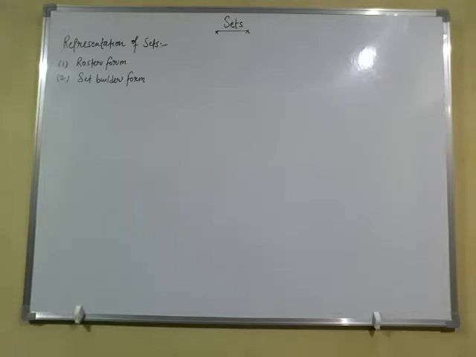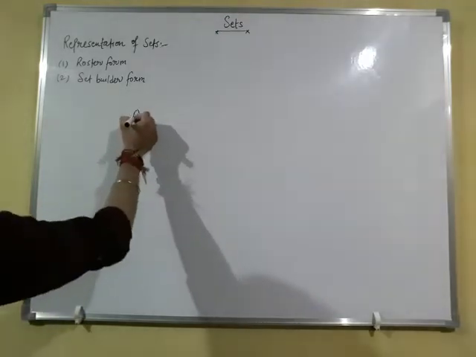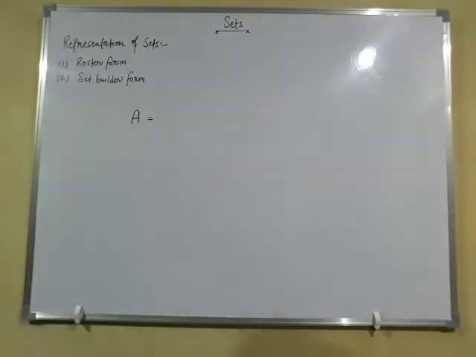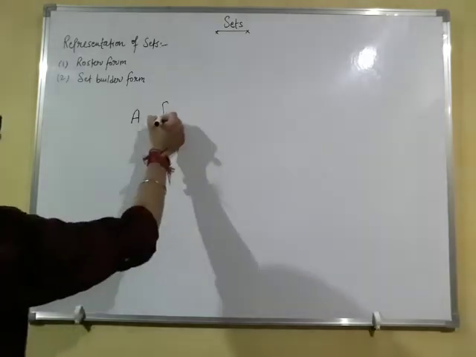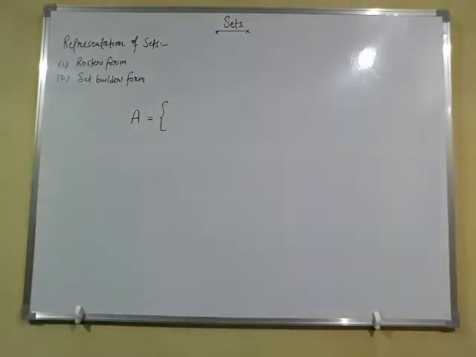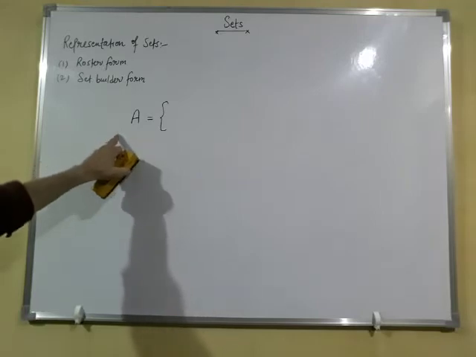When you have to represent a set, we equate it with a capital English alphabet. Suppose capital A is a set, so A equals to, then I will start curly braces. Okay, I have written all these things in your notes.